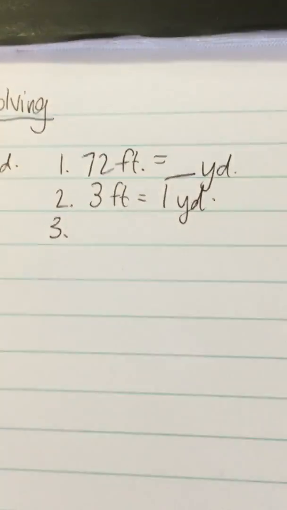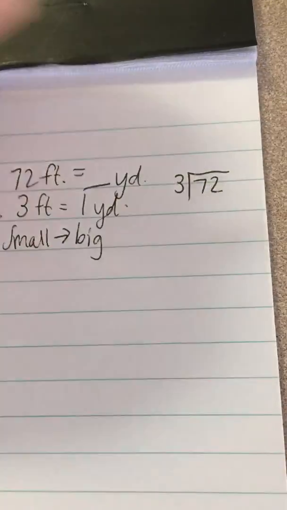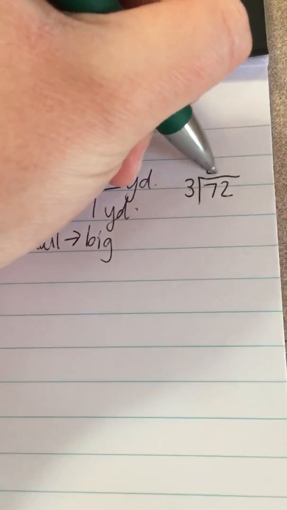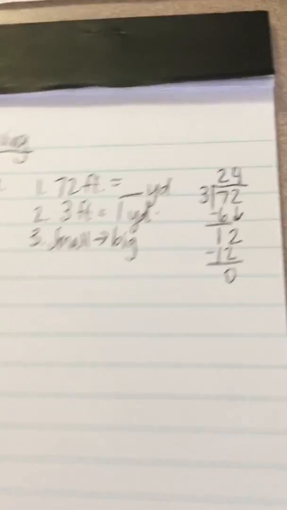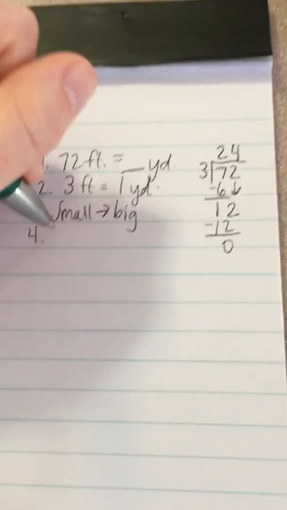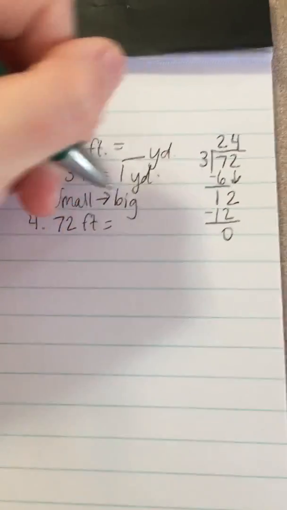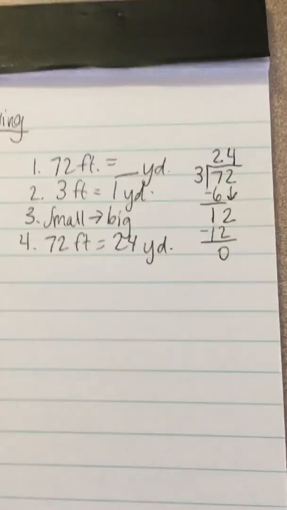All right. I'm going from feet to yards. That is smaller to bigger, okay? So when I go smaller to bigger, I divide. So I'm gonna do 72 divided by 3, okay? 3 goes into 7, 2 times. 3 times 2 is 6. When I subtract, I get 1. Bring down my 2. 3 goes into 12 4 times evenly, and we have no remainder. So my answer is that 72 feet equals 24 yards, all right?